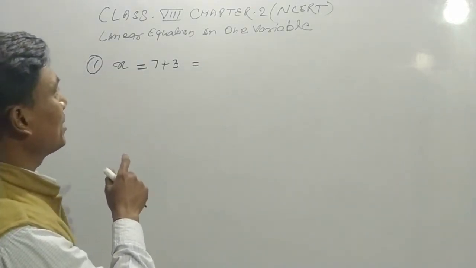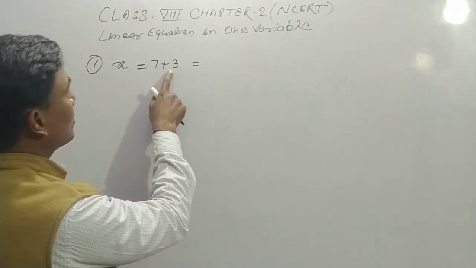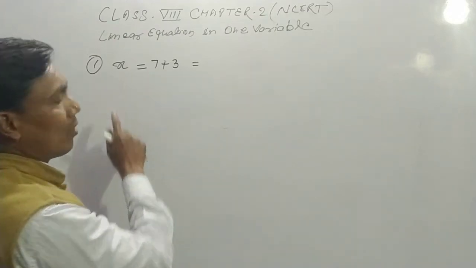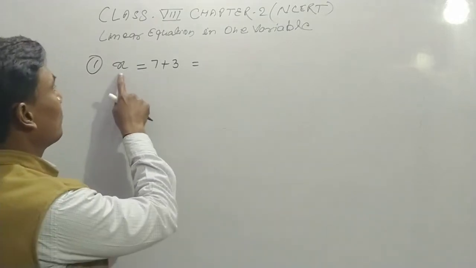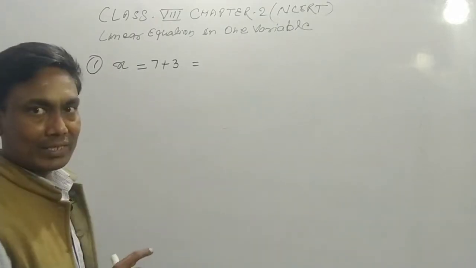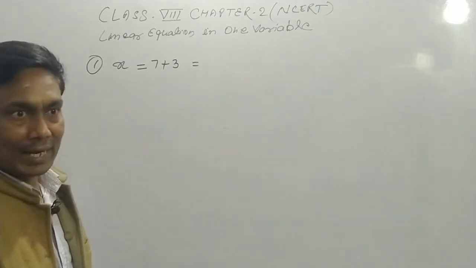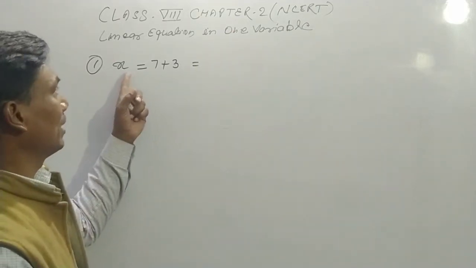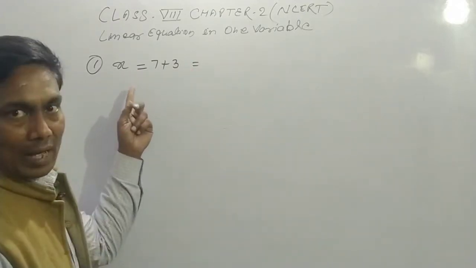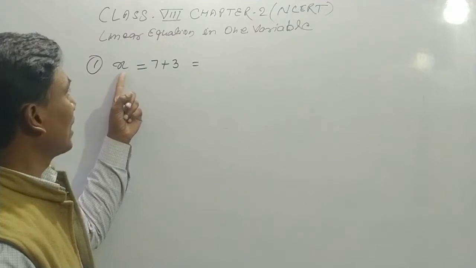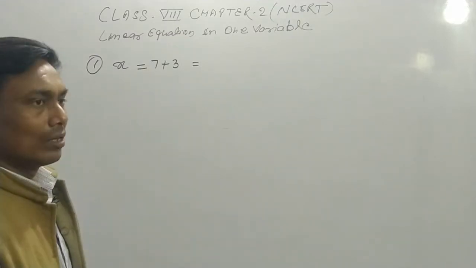After considering this equation, we assume that x = 7 + 3. x is the only variable in this equation. One variable, so we can easily say that this is a one variable equation. We can easily verify that this equation is a one variable equation.